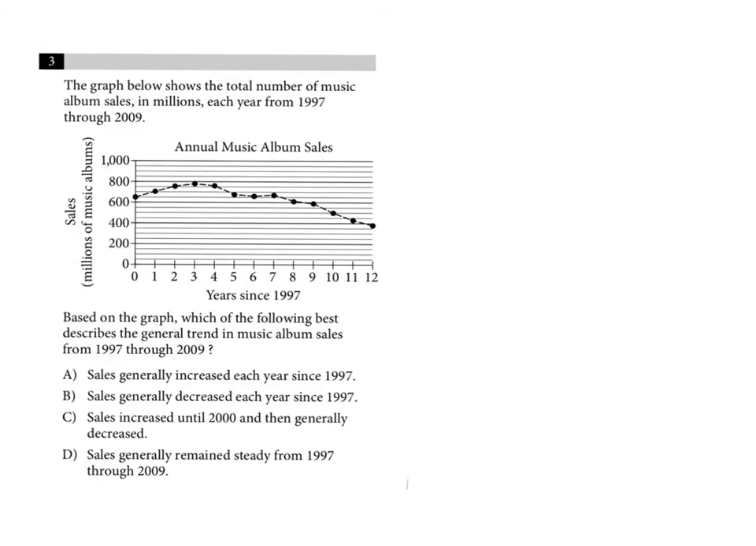Problem 3, the graph below shows the total number of music album sales in millions each year from 97 to 2009. Based on the graph, which of the following describes the general trend? So we're going to try to read this graph and try to get the general trend. So here we're given years since 1997. So 0 would actually correspond to 1997. So then 1998 would be 1, and 1999 would be 2.